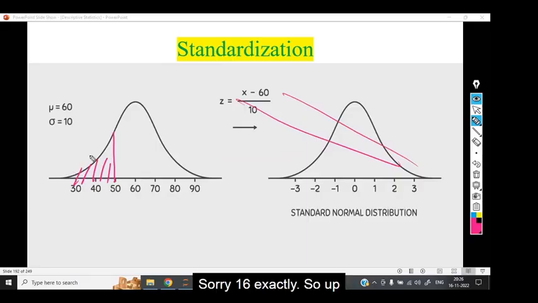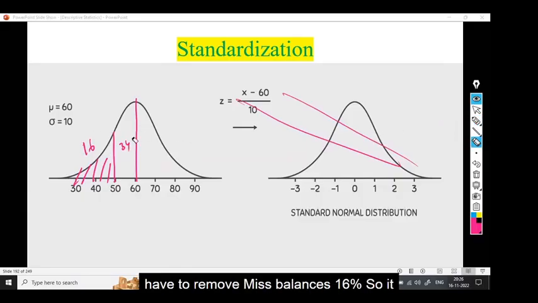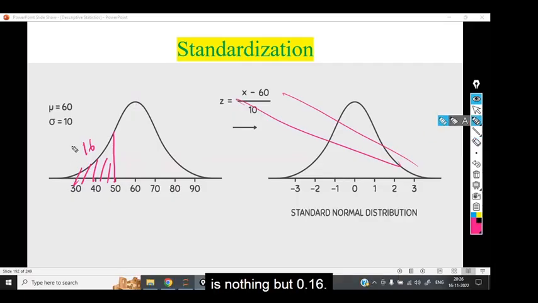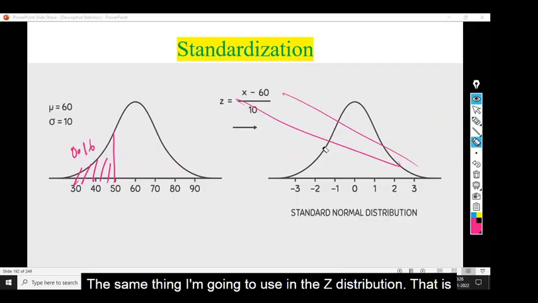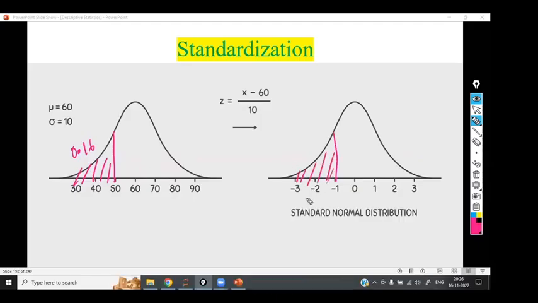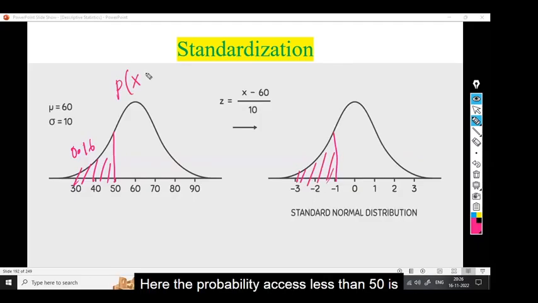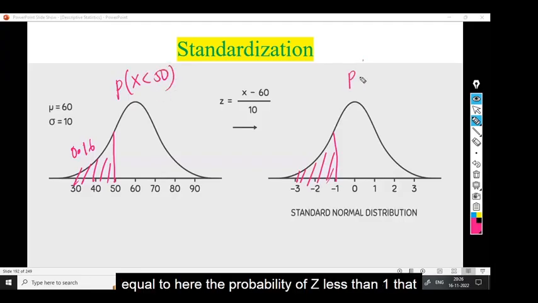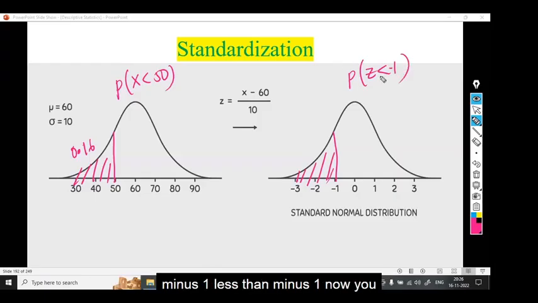Exactly, 16. So up to here it is 50, and out of 34 you have to remove, meaning the balance is 16%, which is nothing but 0.16. The same thing I am going to use in the Z distribution. I am going to draw a line up to -1. This is the area I want. Here the probability of X less than 50 is equal to the probability of Z less than -1.